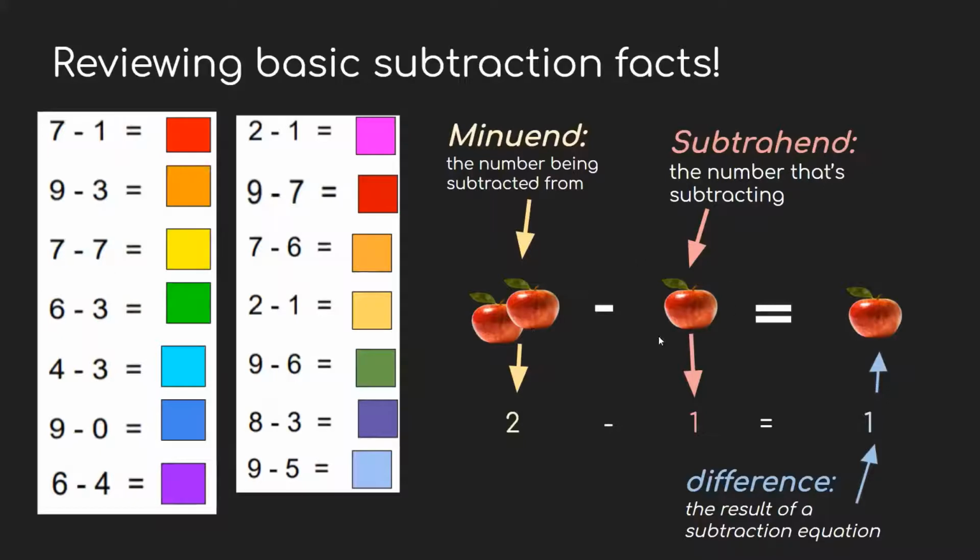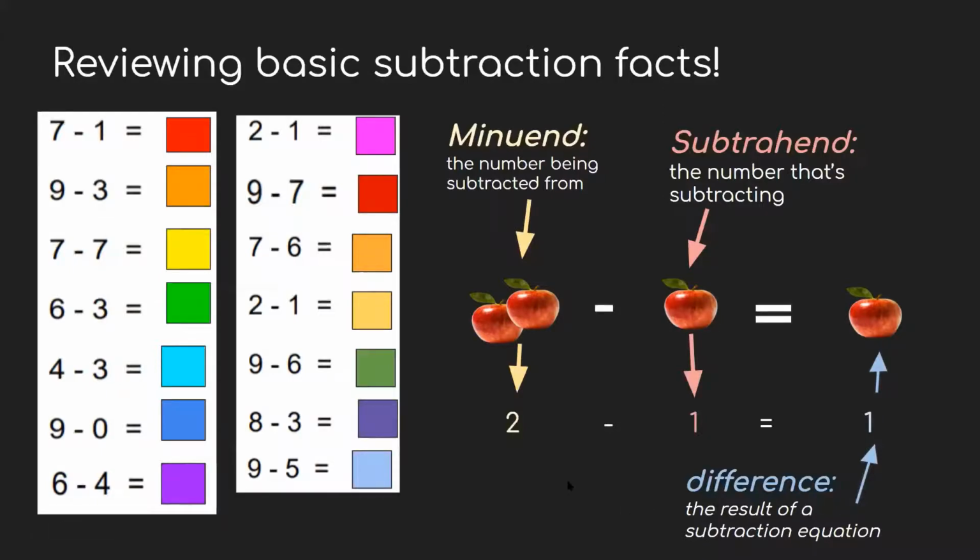Then this 1 apple is what we call the subtrahend. It's the number that's doing the subtracting. It's the second number when we're writing it, when we have two numbers in a subtraction problem. Finally, our answer is called the difference, and it's the result of a subtraction problem. Take this time to pause the video and try to do these two columns of problems.